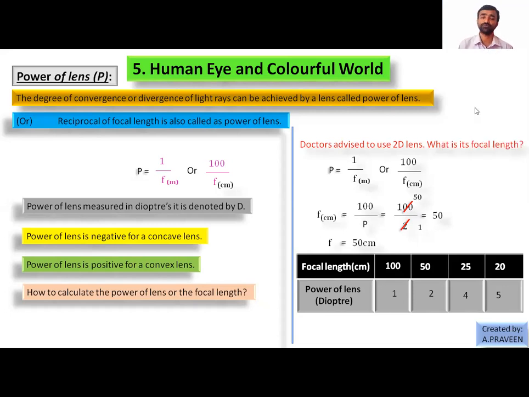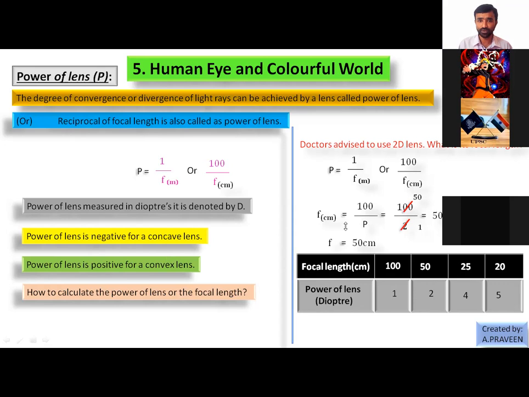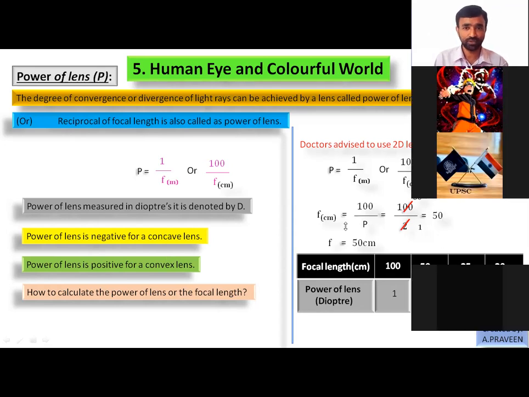So this is about the power of lens. With this, the topics from lesson number 5 that will come in your examination are covered. The remaining parts, prism, dispersion, and scattering, won't come in your examination. That is an activity-based lesson. Are you clear? Lesson 5. Give me your response. Fifth lesson, any doubt? No doubt.